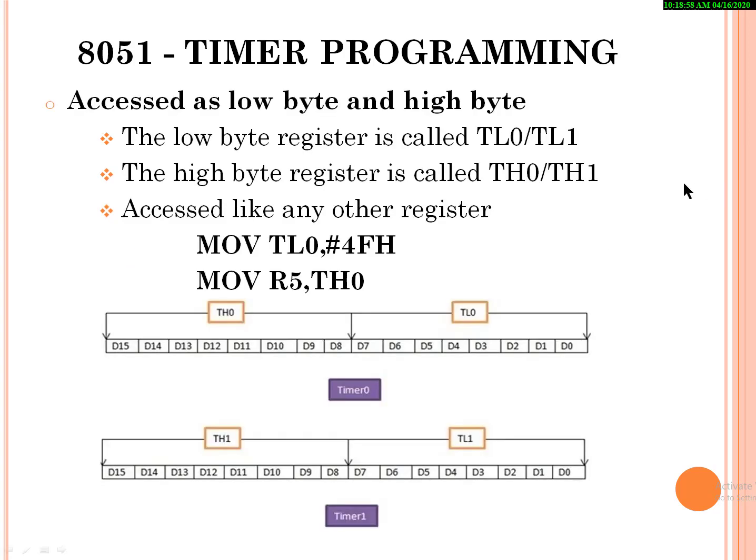As I specified earlier, the timer register is a 16-bit register. It can be accessed as two 8-bit registers, lower byte and higher byte. So, for example, take timer 0. These 8 bits are termed as TL0, timer low 0, and these 8 bits are termed as TH0, timer high 0. We can directly send the count value to these timer registers with the help of the immediate addressing mode.